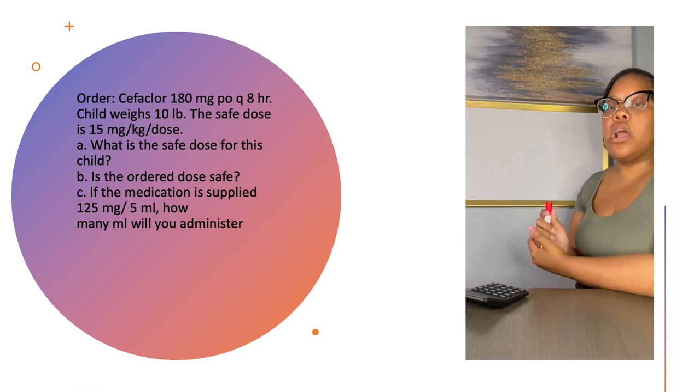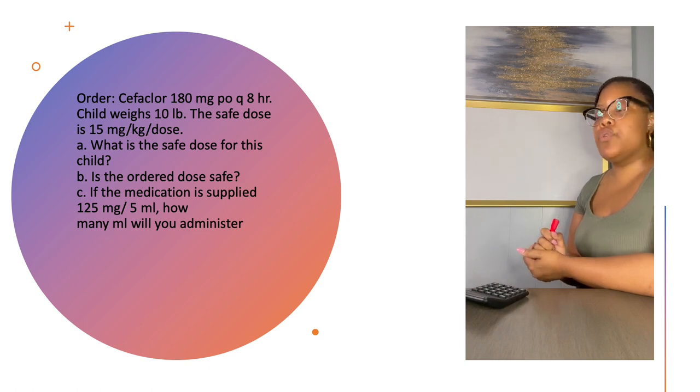Order for Cephalocor for 180 milligrams PO every 8 hours. The child weighs 10 pounds. The safe dose is 15 milligrams per kg per dose. What is the safe dose for the child? Is this order dose safe? And if the medication is supplied in 125 mgs per 5 mLs, how many milliliters will you administer?